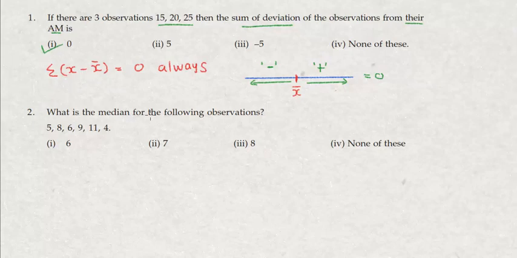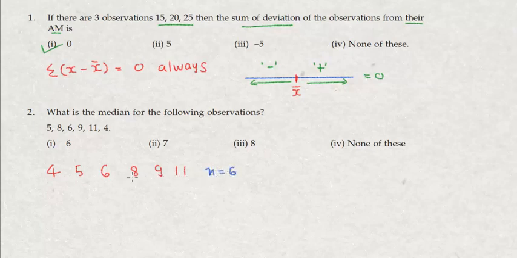What is the median for the following observations? Now to find out the median, we first have to arrange all the observations into ascending order. Let me arrange all the observations here. We can start with 4, the next is 5, then 6, then 8, then 9 and then 11. Now median is the positional measure. Median is a measure which lies at the center position of the data range. So here we have a total of 6 observations, n is equal to 6.